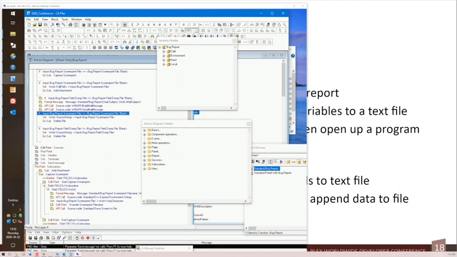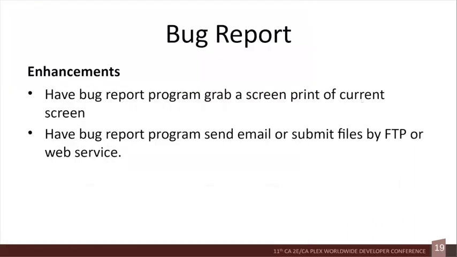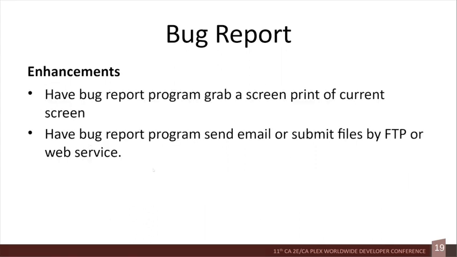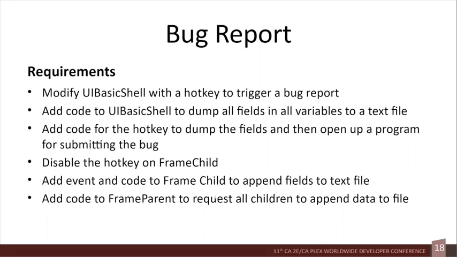A couple of other places it did need changes: UI frame parent and frame child. In case they press the hotkey and the wrong one captures it, I disabled the hotkey at the frame child level, so the frame parent will always capture it, and then ask the frame parent when it's doing a bug report to request that all of the children will file a bug report into the same text file. Will file their fields.